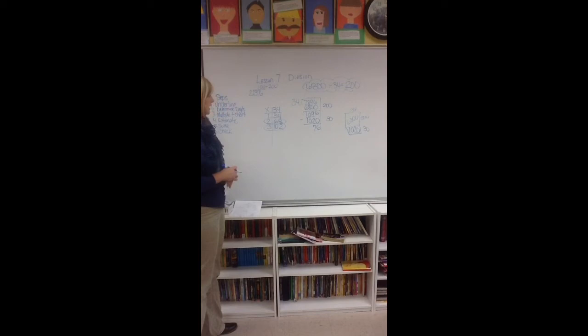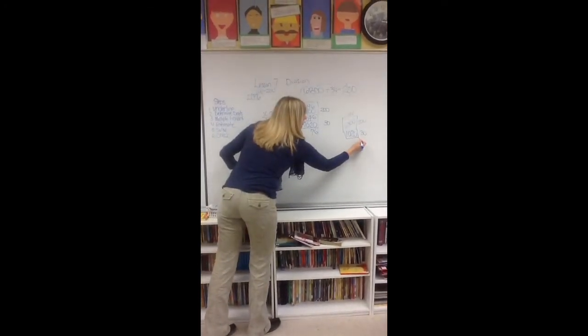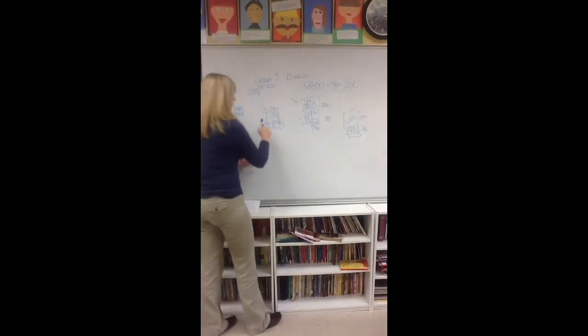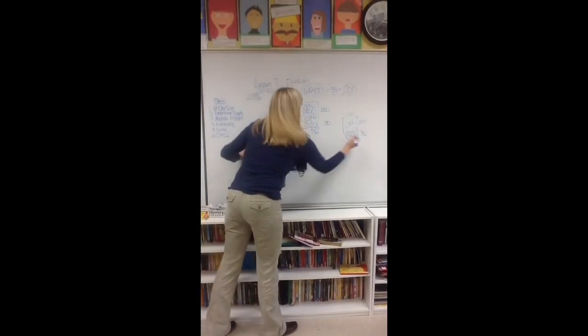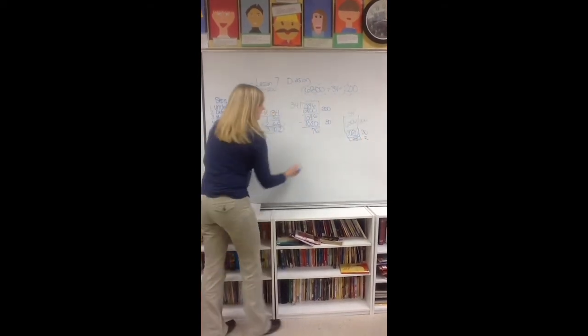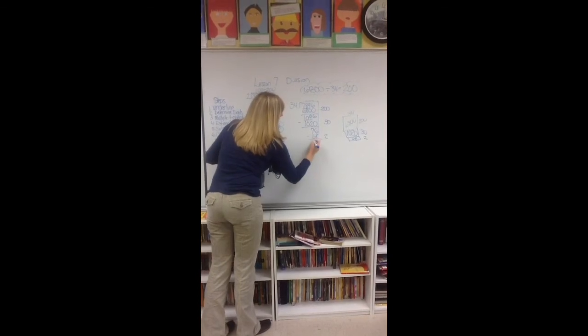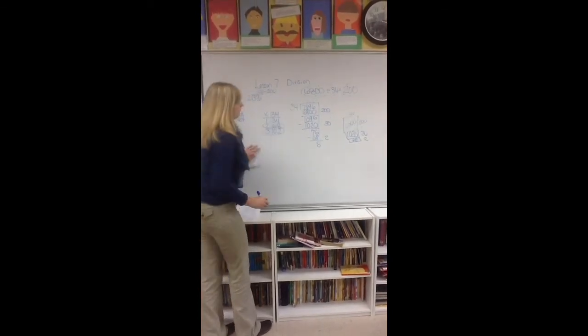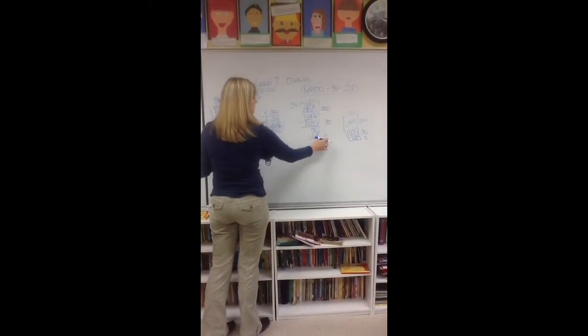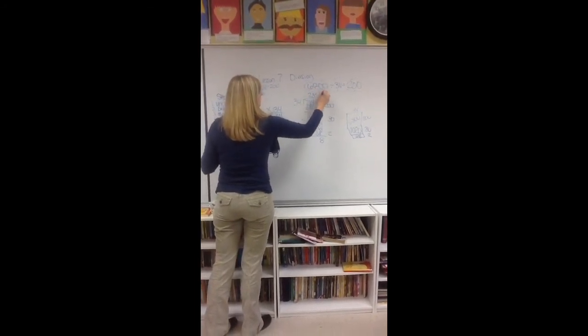And I have 76 more to go. And I can see that I can go 2 more based on my T-chart because 2 34s is 68. And I can subtract and I get 8. So my answer is 232, remainder 8.